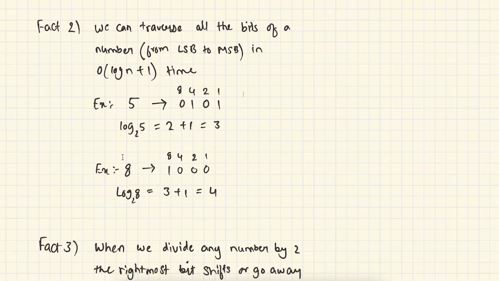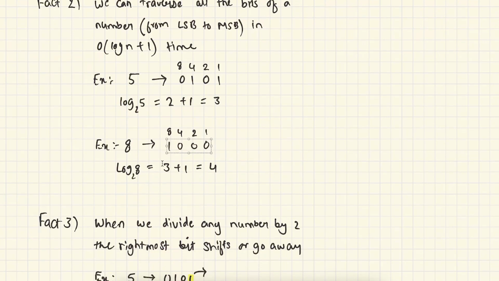So we need to traverse only 3 bits to find the value of 5. Similarly, if the number is 8, this is the binary representation of 8, and if we find the log of 8, we get 3, and plus 1 is equal to 4. It means we need to traverse 4 bits to find the value of 8. Okay, cool. Now let's move on to the next fact.